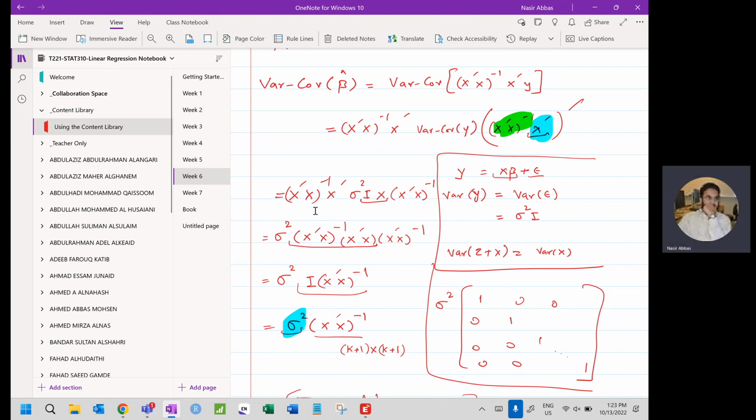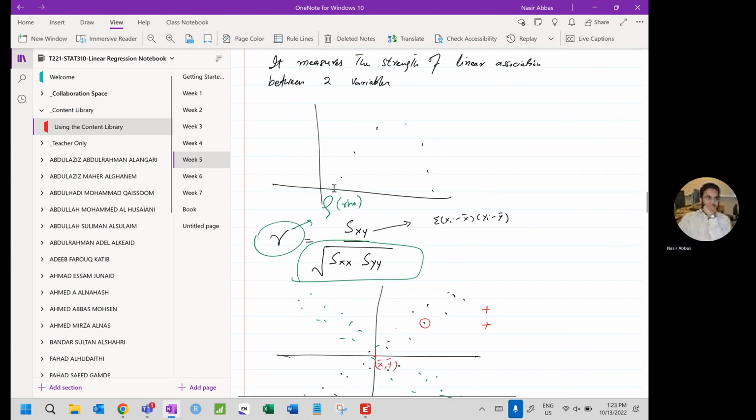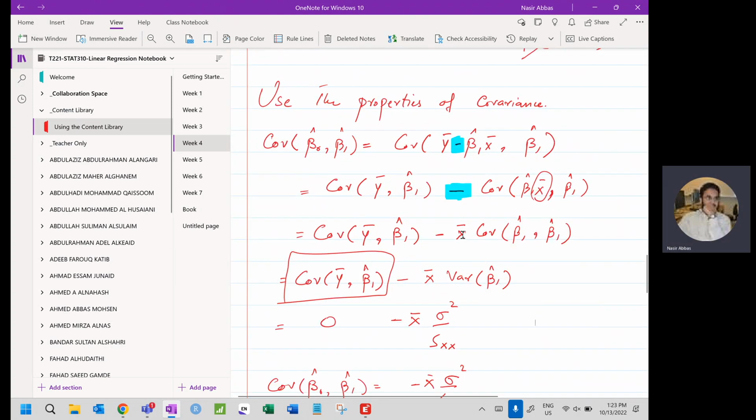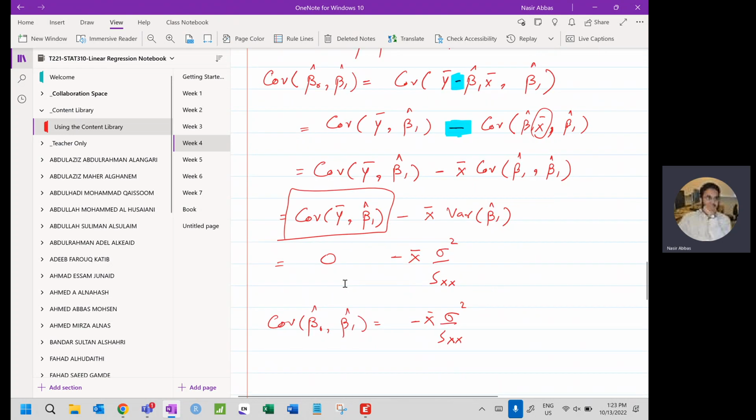How many questions in the second part? I will first find the solution of that assignment. Where is that assignment? Can anyone tell us? Week which? 4. Here it is. The covariance here. Straight away it popped. This is the property that we are talking about. Covariance of beta naught hat and beta 1 hat comes out to be minus x bar times sigma square over sxx. You need to do these 1, 2, 3, 4, 5 steps.